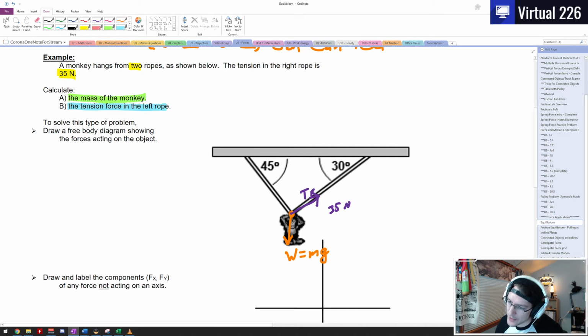We also know that we've got a tension pulling up in the other rope. We don't know what it is, but we'll call it TL, tension left, okay? So that's our picture, and we've drawn a little bit of a free body diagram here, if you notice. Our monkey was the dot. It has a weight pulling down on it, and then the tension pulling up and to the right in purple, and the tension up and to the left in pink. That's our free body diagram.